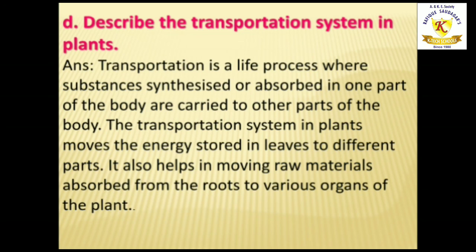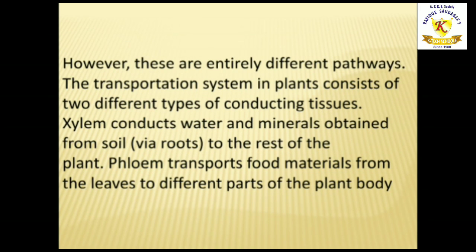The next question, describe the transportation system in plants. Answer. Transportation is a life process where substances synthesized or absorbed in one part of the body are carried to the other parts of the body. The transportation system in plants moves the energy stored in the leaves to different parts. It also helps in moving raw materials absorbed from the roots to various organs of the plant. However, these are entirely different pathways.